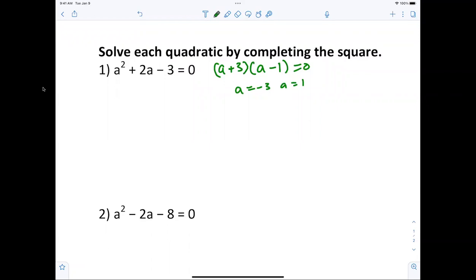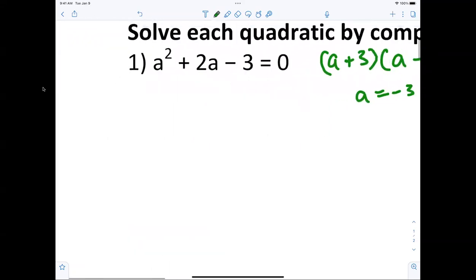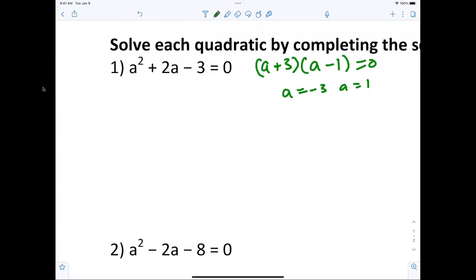Now, here's how the procedure goes. Please be detailed. If I were you, I'd write small because it's going to take me some room, so don't write big or you're going to run out of room. The first step is to move the constant to the other side. So a squared plus 2a, leave a space, and then put equals. If I move the -3 over, it's going to become what? +3. Thank you very much.